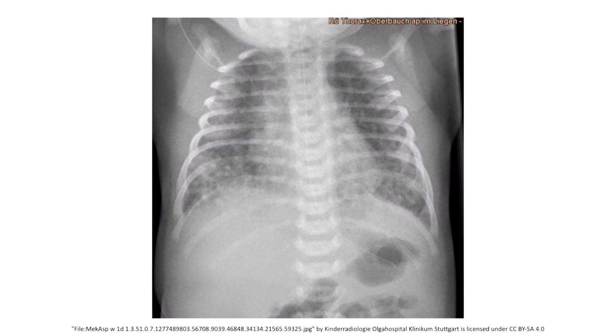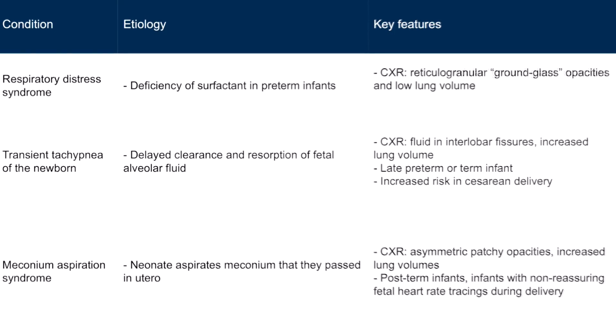Here's a chest x-ray of an infant with meconium aspiration syndrome. Throughout both lungs, you can see the patchy asymmetric opacities that are characteristic of meconium aspiration syndrome. While they're not present on this x-ray, remember that meconium aspiration syndrome can also lead to pleural effusions. Finally, here's a table that helps summarize the information we've covered in this lecture.